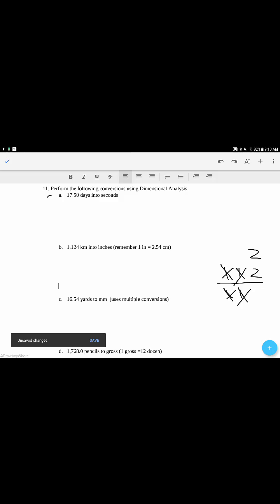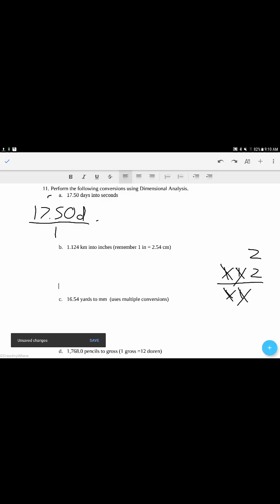17.50 days into seconds. So for any dimensional analysis problem ever, we start with our given. So 17.50, I'm just going to write D for days. You can shorten units in certain instances. And we always put that over 1. You don't really have to put it over 1, but it just makes it cleaner and easier to see. Okay? So this is our given.